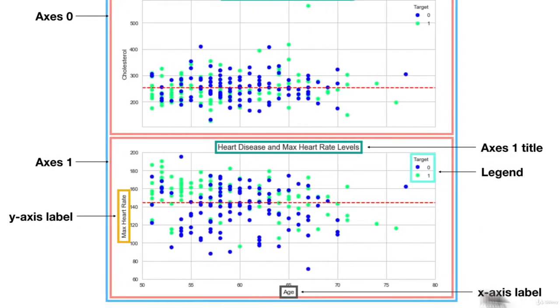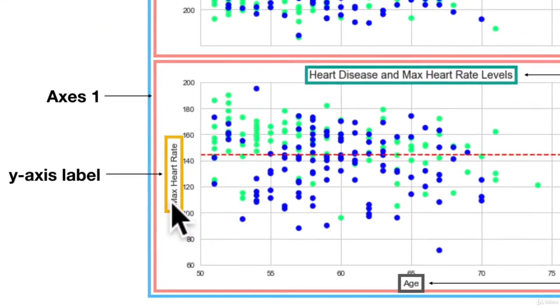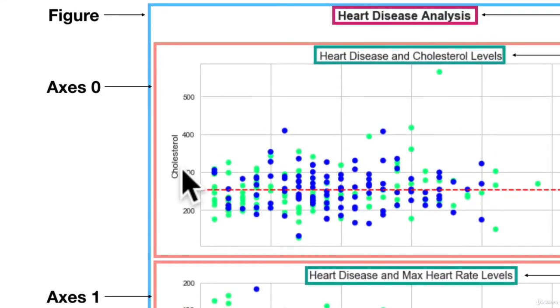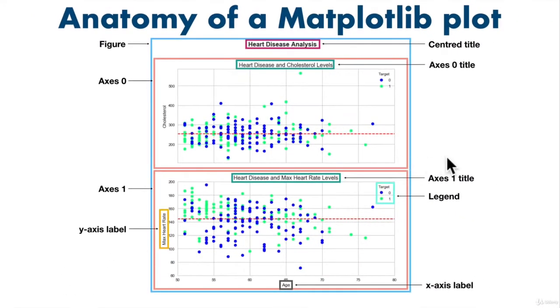We've got an x-axis label here. We've got axis 1 title. This one's got a legend. So does this. And then we've got two different y-axis labels. So this one is max heart rate, and this one is cholesterol. And then we've got a mean line going through here. You might want to take a screenshot of this, but don't worry, it'll be in the resources section. This is kind of the anatomy of most Matplotlib plots that you'll check out, at least for 2D plots anyway.